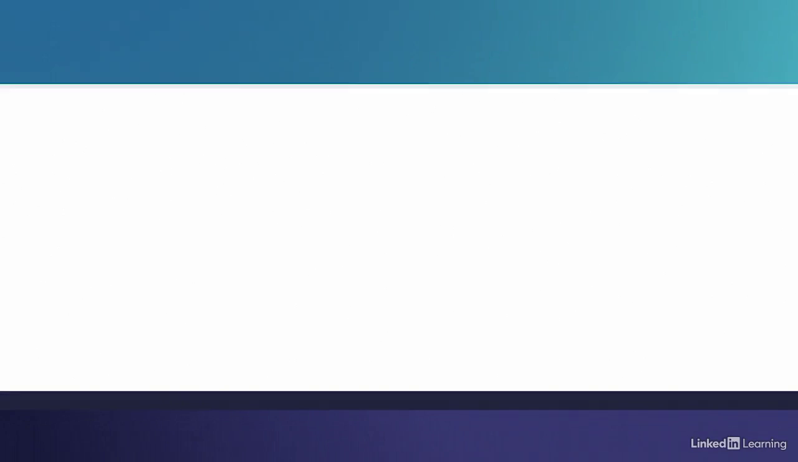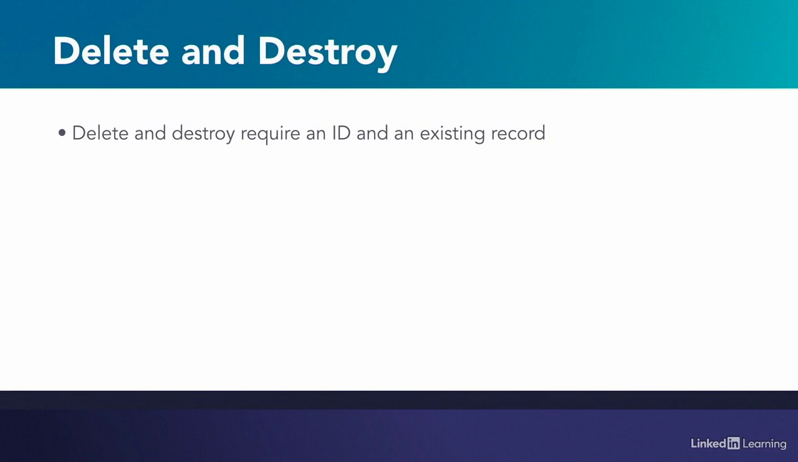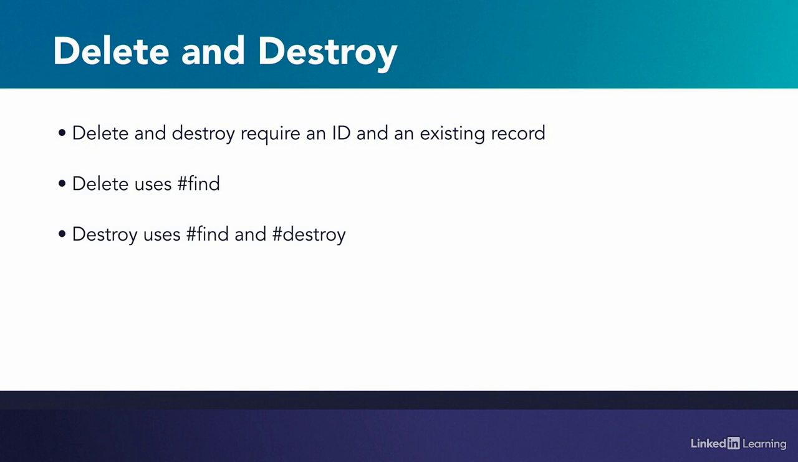There are a few other points we need to keep in mind. Delete and destroy are going to require an ID to be sent so that they can find an existing record. And that just makes sense. You can't delete a record if it doesn't exist in the database. Delete is going to use find to find the record, and destroy will use find and destroy. Now it can get confusing because the HTTP verb that we're using for destroy is called delete, and there's also a Rails method called delete that we can call in the object as well. But we want to make sure we're using destroy when we're actually doing the destruction.